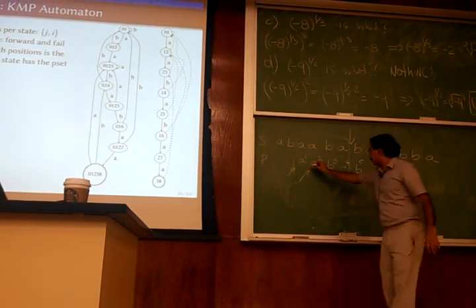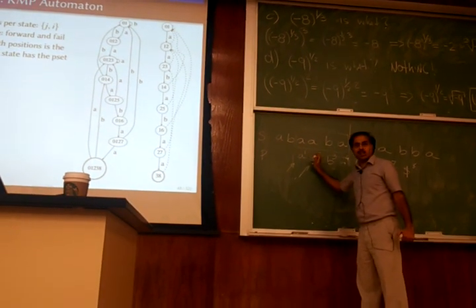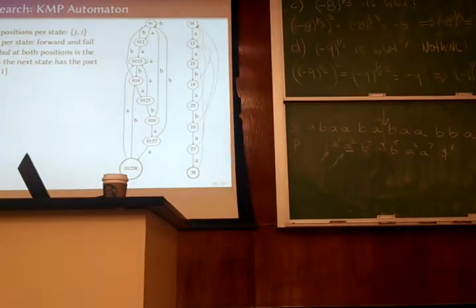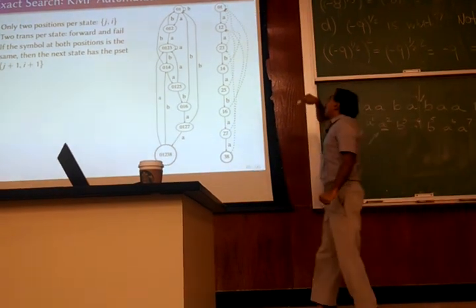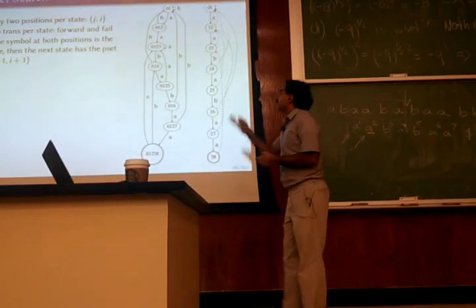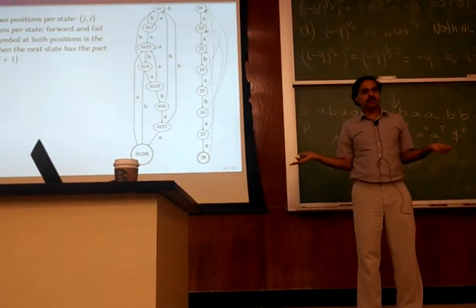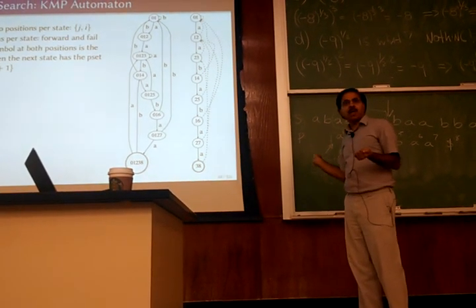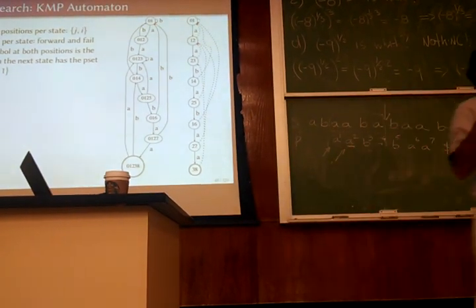It's not just this one, because if you look at this position, the next symbol is A, and if you look at this position, the next symbol is A. So both of those matches can advance, and therefore from 1, 2, you're going to go to 2, 3. That's why I'm saying, if the symbols at both positions I and J are the same, then on the forward transition you'll go to I plus 1, J plus 1. If they don't match, then I will go to I plus 1, but the match on J cannot continue.